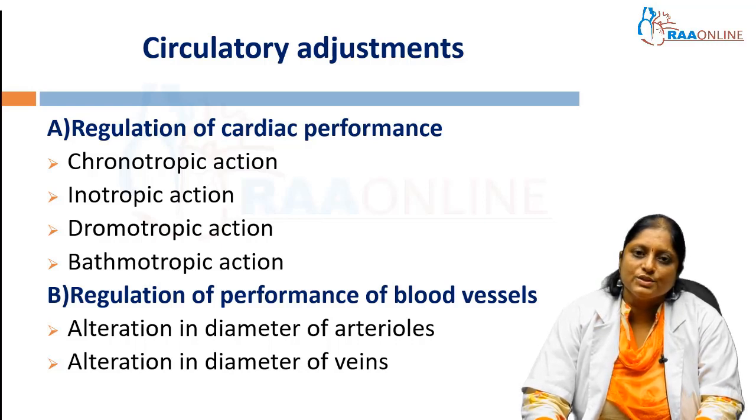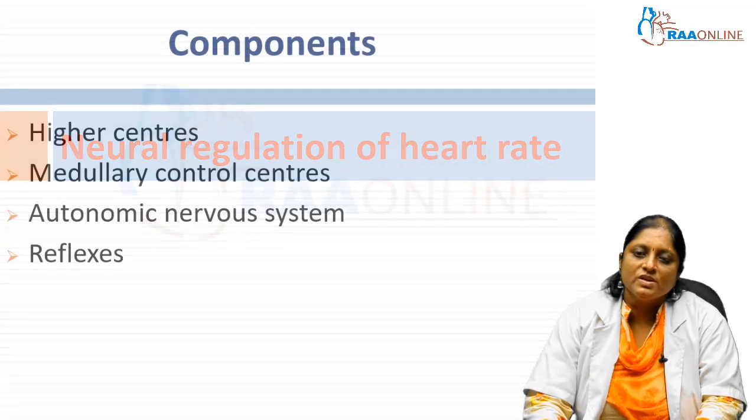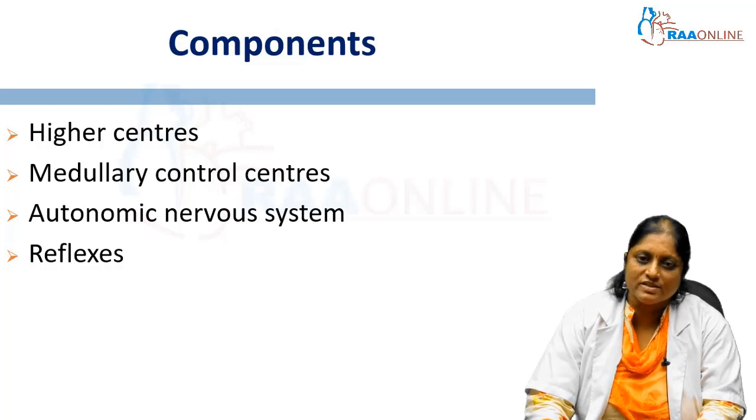Now today in this session, we are going to focus only on the chronotropic action, that is the heart rate. We will see in detail how the heart rate is controlled neurally, the neural regulation of the heart rate. These are the 4 important components of how the neural regulation of heart rate occurs. One is the higher centers, second is the medullary control centers, third is the autonomic nervous system, and finally the reflexes. We'll see one by one what they are.